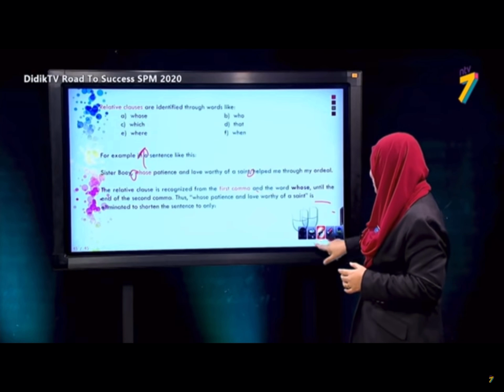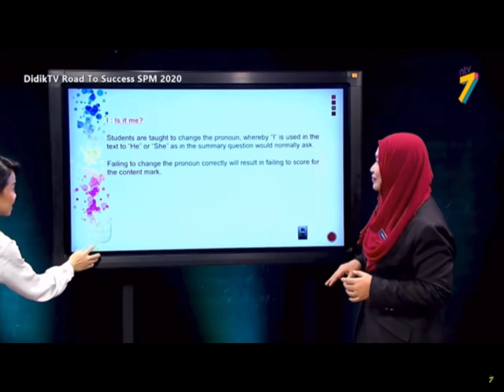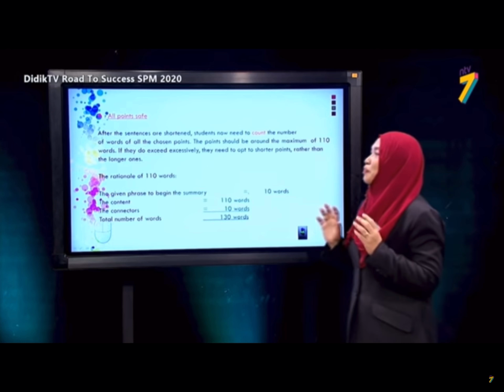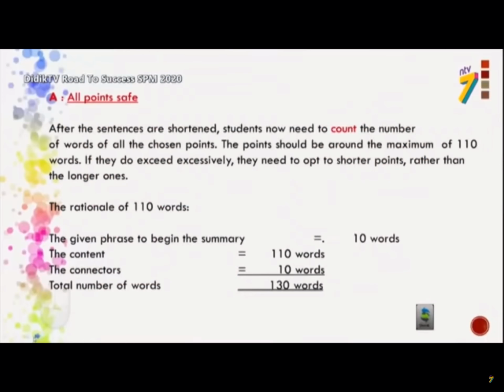So what is A actually? A is All points are safe. All points are safe means you have already found all the 10 points. So it's your job to transfer them to the boxes. So now you will have complete content, 10 content points. Connectors, we spare the content, the connectors, the FANBOYS, just now 10 words. So you will reach 130 words.